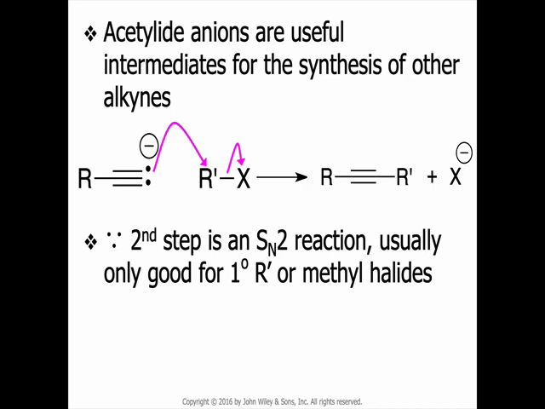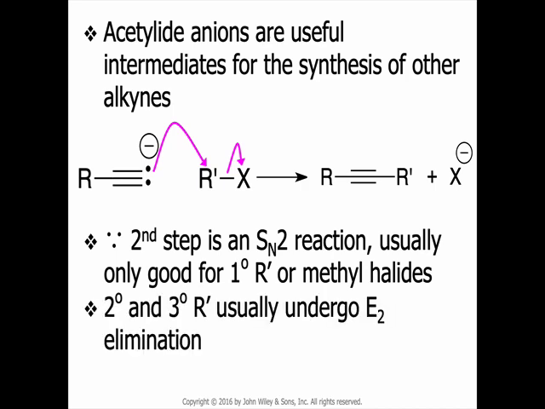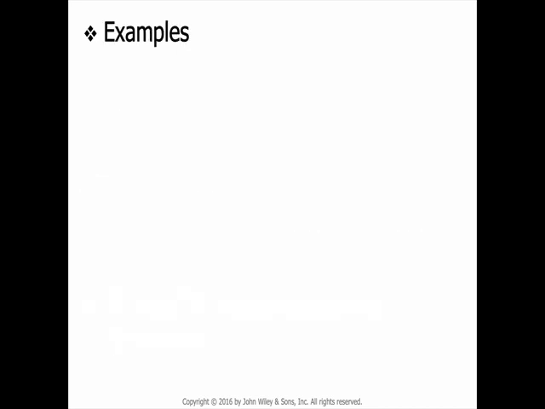So the structure of the alkyl halide matters an awful lot, okay? So typically you've got to have a primary or a methyl. It will work for secondary, but you get a mixture of products, a mixture of elimination and substitution. Tertiary, it never works to form carbon-carbon bonds for all practical purposes. So let's look at a couple of examples.